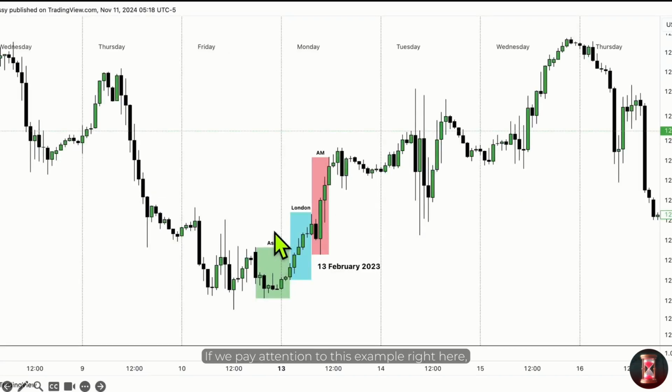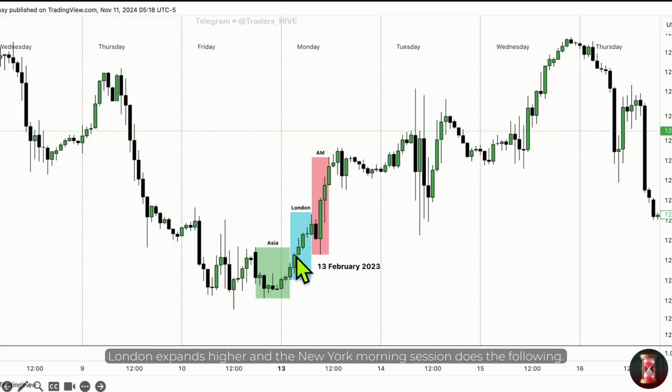If we pay attention to this example right here, what I want you to see is that during the Asia session, the market ran lower and we saw it just go back and forth, eventually near the latter part of the Asia session. New day opens up and also a new week, and the market begins to reprice towards the upside. It begins to run higher, as you can see. London expands higher and the New York morning session does the following.